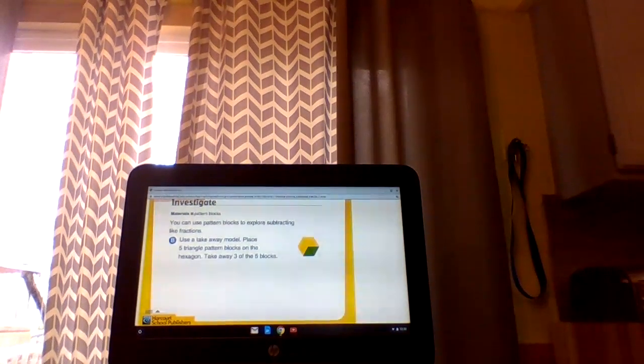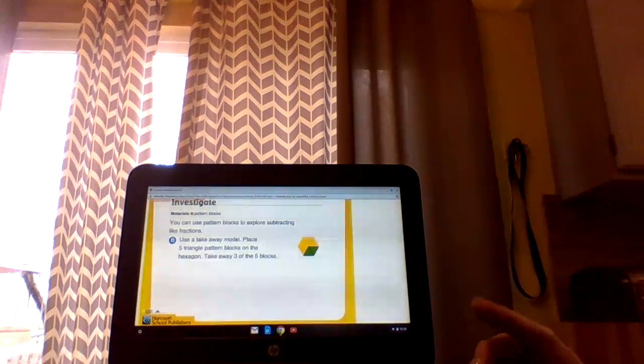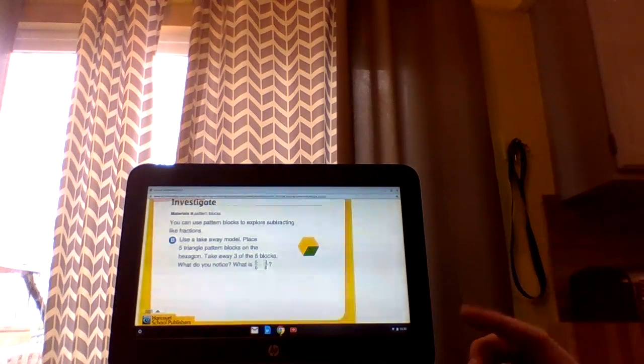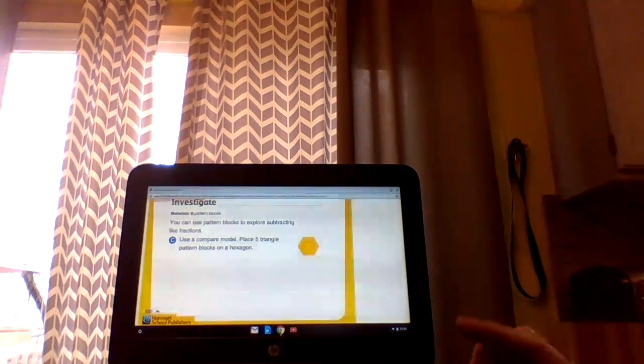If I have 5 sixths and I take away 3 sixths, how many do I have left? 1, 2, 2 sixths. We have 2 triangles left. That's 2 sixths. Okay, now they're showing you the same thing, but we're comparing.